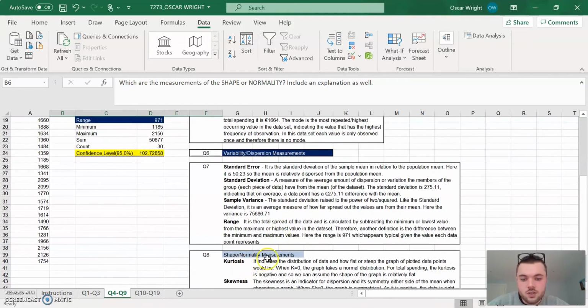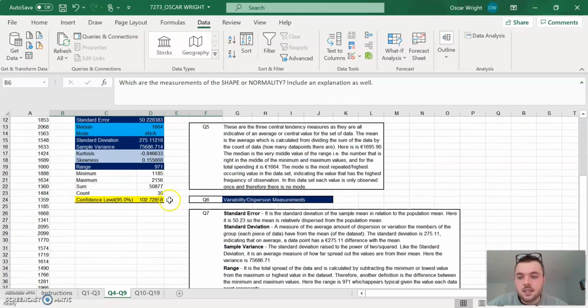So first of all, kurtosis is an indication of the distribution of data and how flat or steep the graph or plotted data points would be. So we know that when k equals 0, the graph would be taking normal distribution, but in this case it's negative. We have minus 0.85, which means that the graph is flatter than a normal distribution.